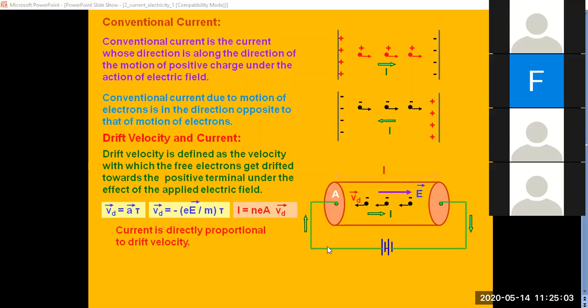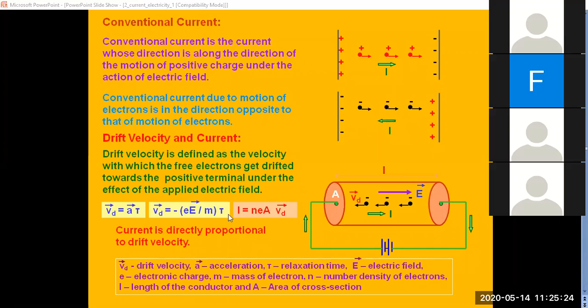So from all this, what we can conclude is that your drift current will always be proportional to drift velocity. That is, if you increase your current, automatically your drift velocity also will increase. Keep this diagram in your mind. Current is forward, electrons should always be in the reverse direction.